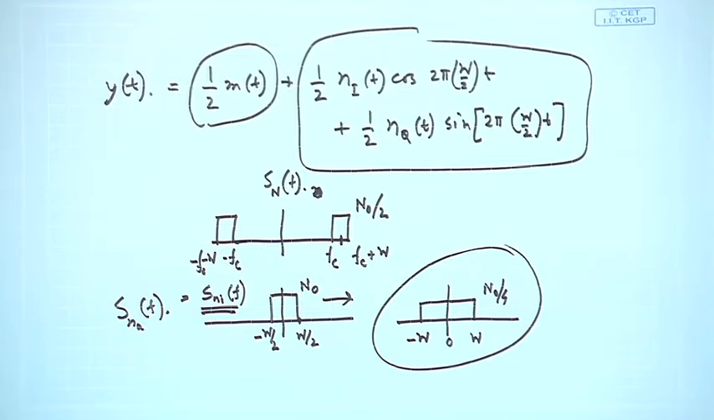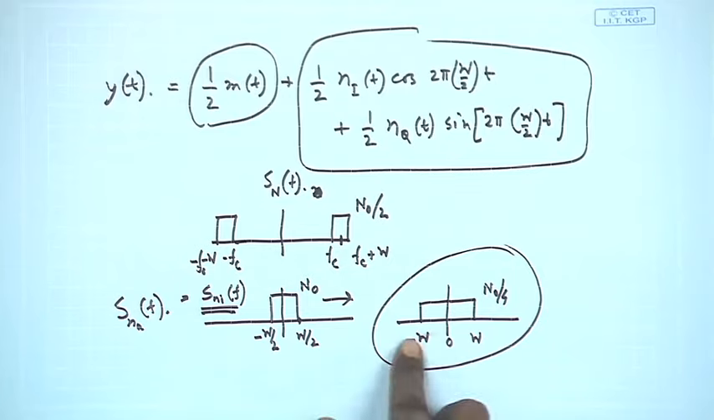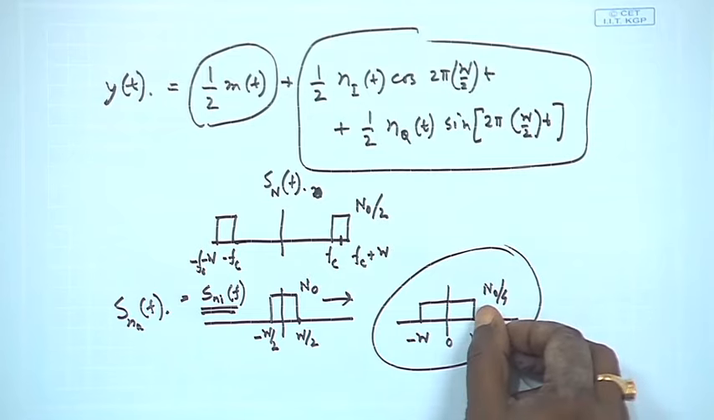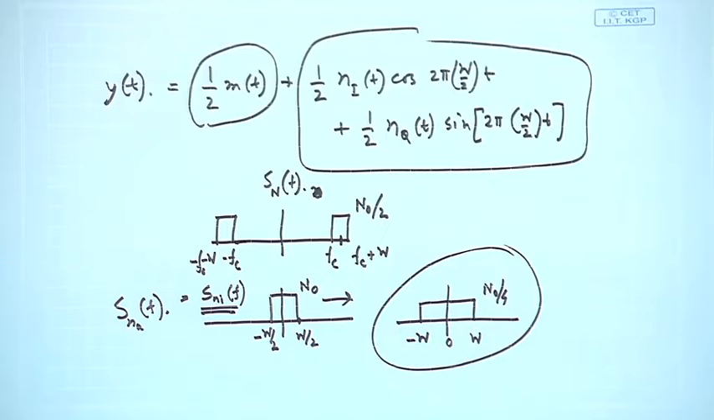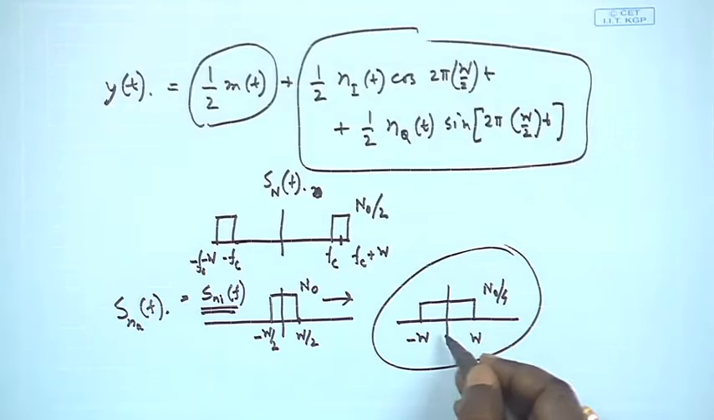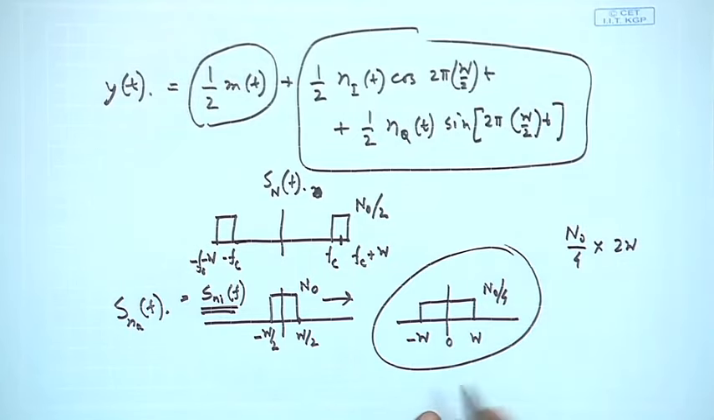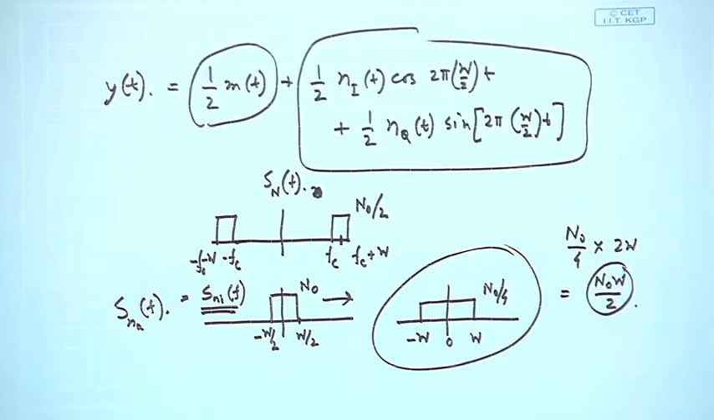Is this fine? Ni cos 2 pi W by 2 t should have this spectrum. And why should I consider this whole spectrum? Because my low pass filter has a cutoff at W. So, therefore, this entire spectrum as noise will actually enter through the low pass filter. So, that should be the case. What is the corresponding power? That is actually N0 by 4 into 2W. So, N0 W by 2, fine.